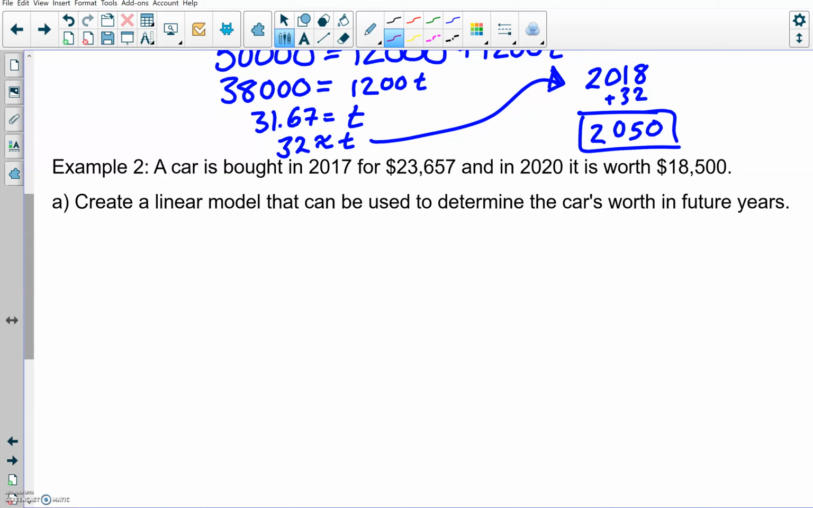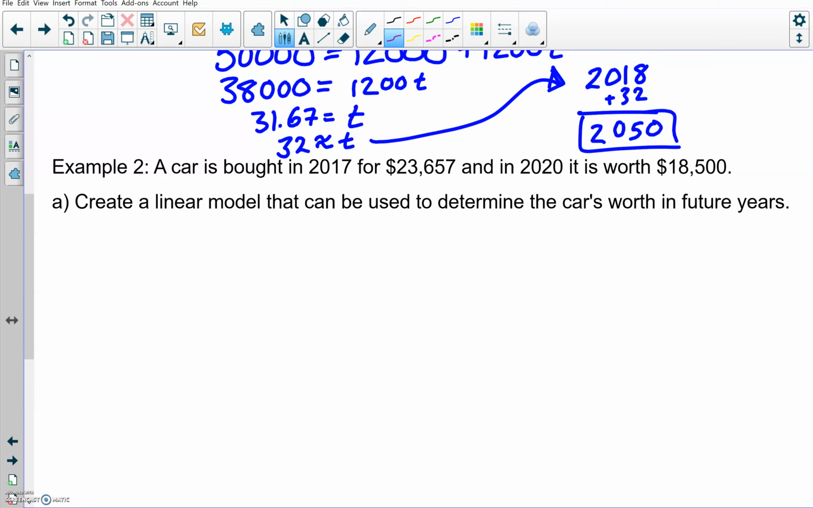So they're saying a car is bought in 2017 for $23,657, and then in 2020 it is worth $18,500. So we need to create a linear model that can be used to determine the car's worth in future years.